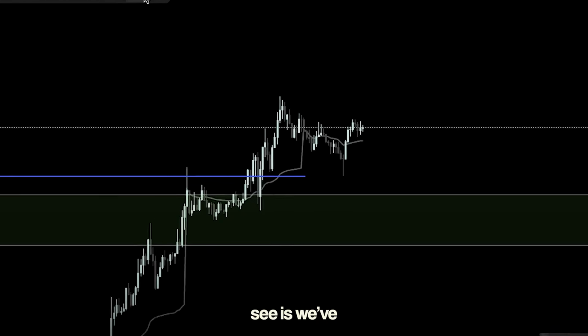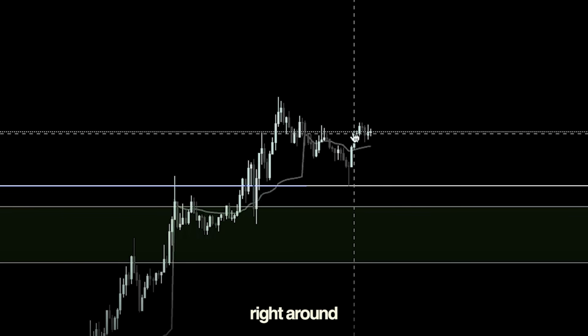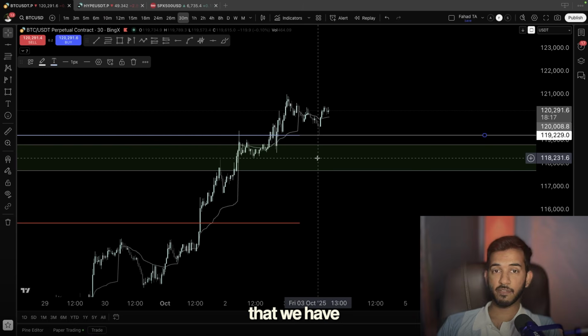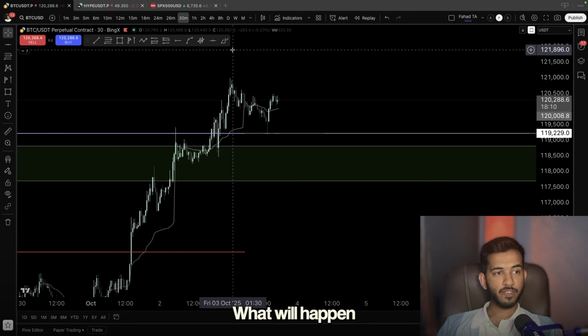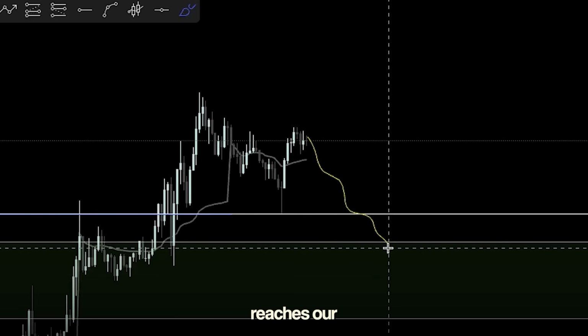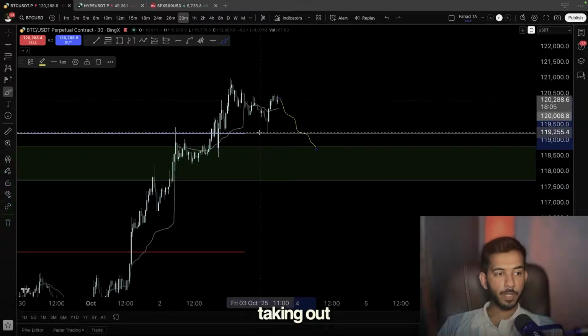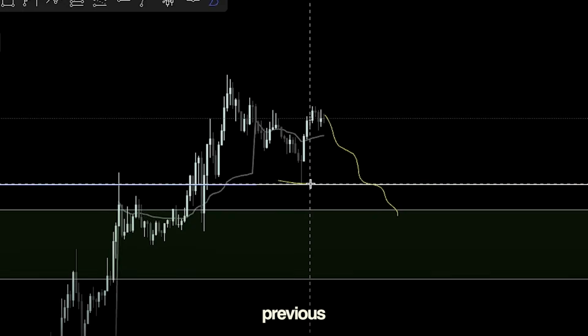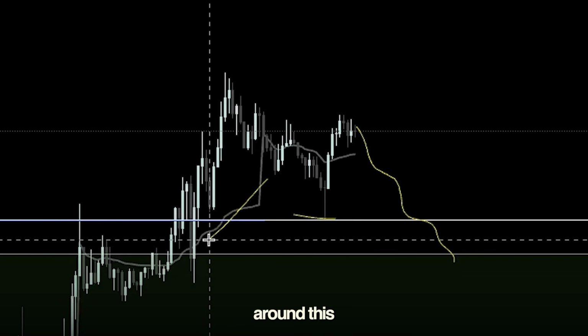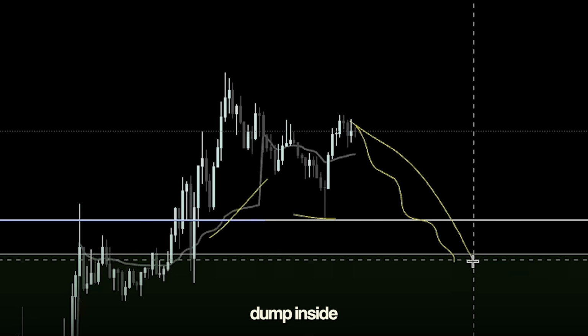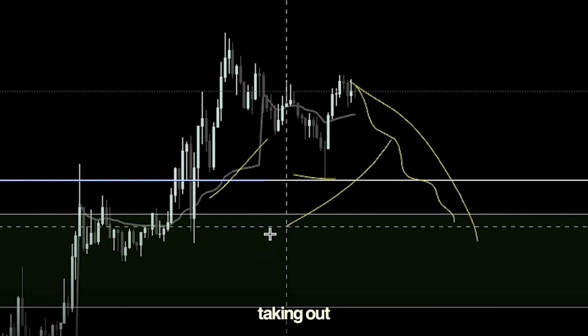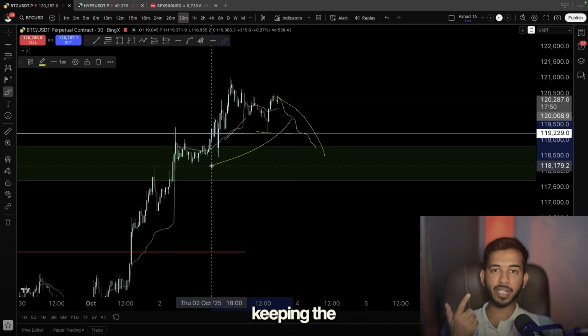But what I can see is we've got our volume area high right around this area, and just below that we have an extremely great high volume node as well. So just look at this. What will happen if price reaches our zone of interest? We will be taking out some of the most important previous liquidity, some liquidity around this area as well. And if we dump inside this zone of our interest, we'll be taking out all of this liquidity. We'll be keeping the trend intact.